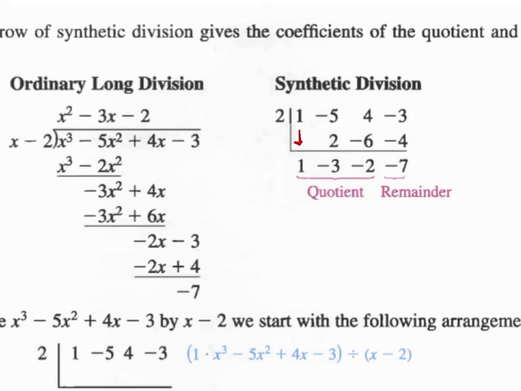From there, like we just said, you're going to drop down the first number, which is 1. You're going to multiply the 1 by 2, put it underneath that negative 5. From there, you're going to add. Negative 5 plus 2 is negative 3. From there, take the negative 3, multiply it by the 2, put it underneath your next coefficient of that 4. Then combine those. That 6 is negative, so just subtract them. 4 minus 6, negative 2.